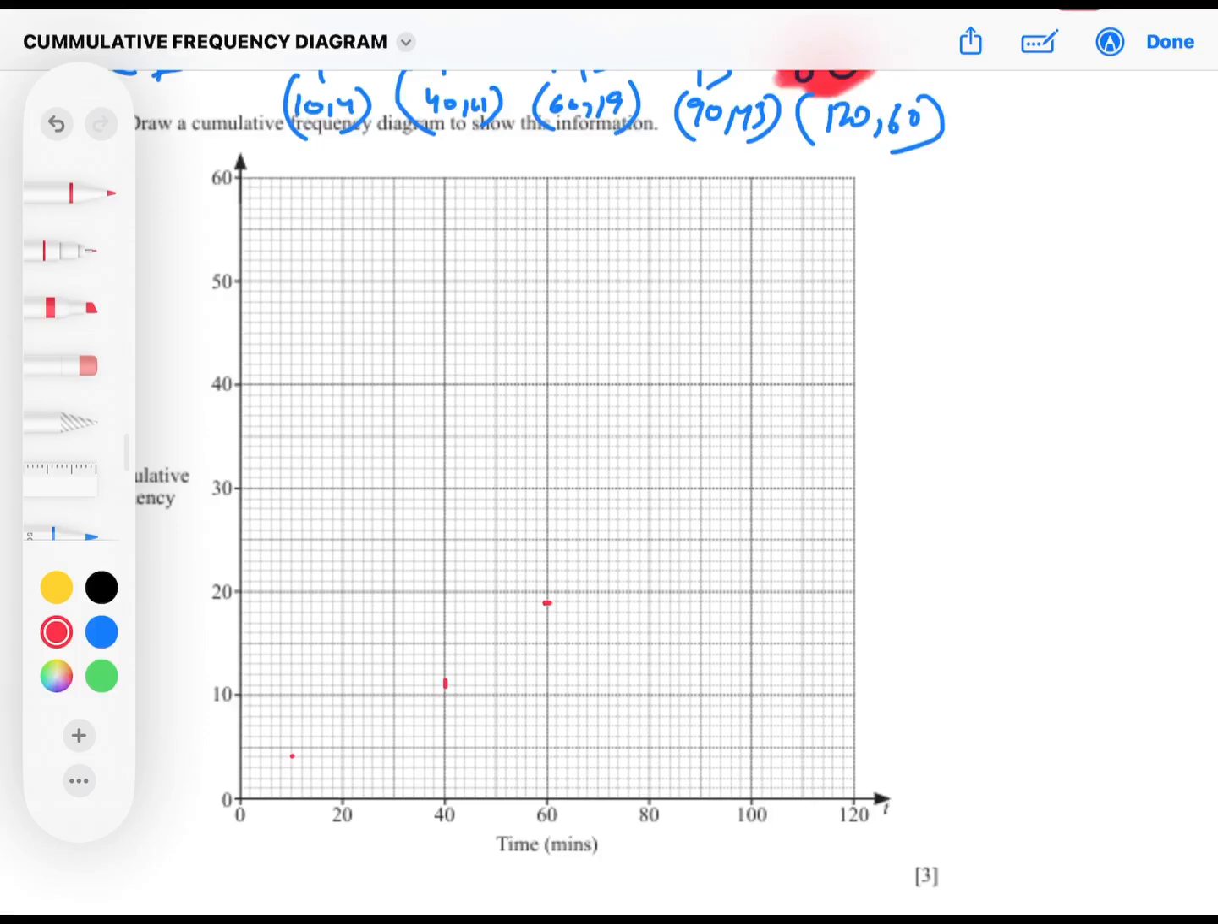90 we have 43. This is 40, so 1, 2, 3, 43 will be here. Now the last point is 120, we have 60. It's a peak. So this is what we have done. We have made a cumulative frequency.